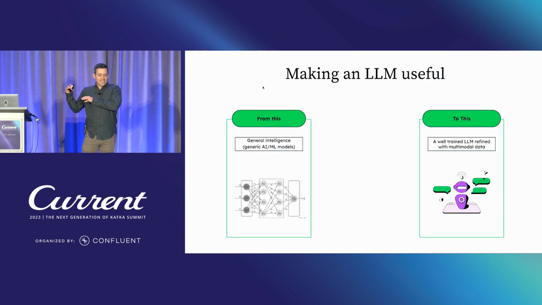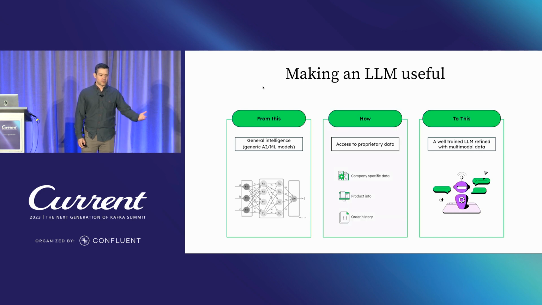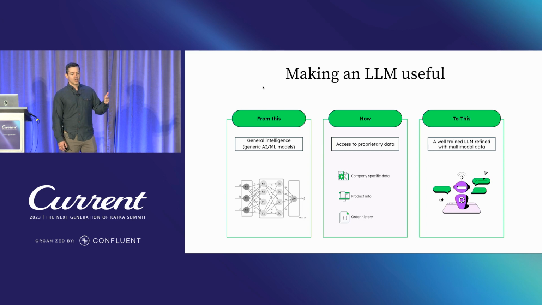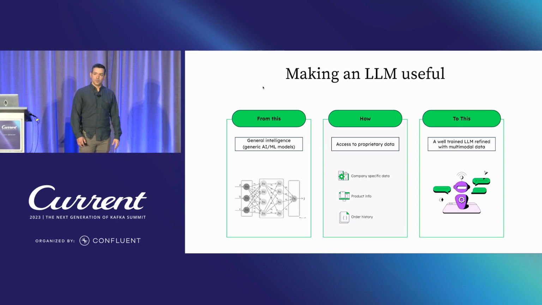So how do you go from a nice general purpose brain to a well-trained LLM that's refined with multimodal data? Pretty straightforward. You give it access to some of that proprietary data, whatever form it might be. It might be some of your telemetry data stored in your operational database. It might be in cloud storage, and in different formats, whether unstructured data types like, as I've mentioned, audio, video, imagery, or social media feeds, things like that.